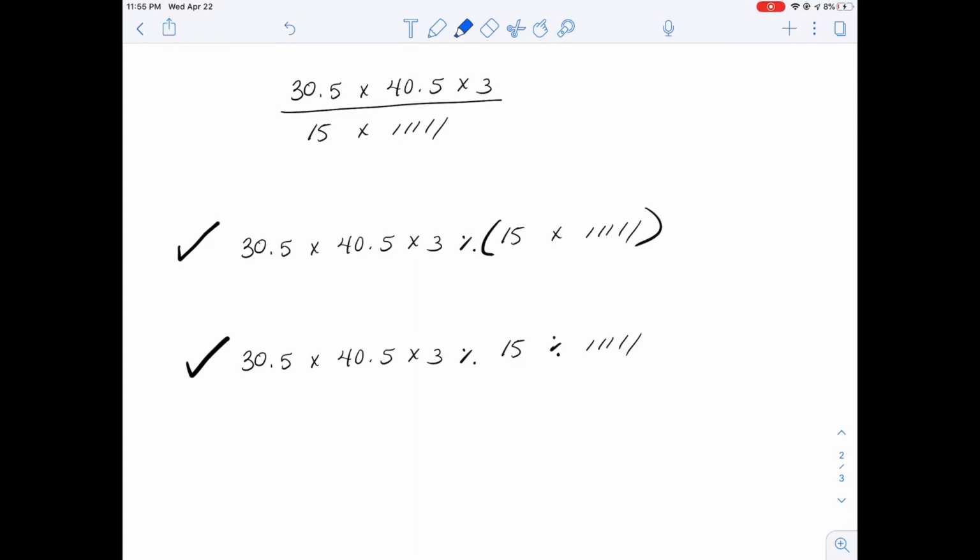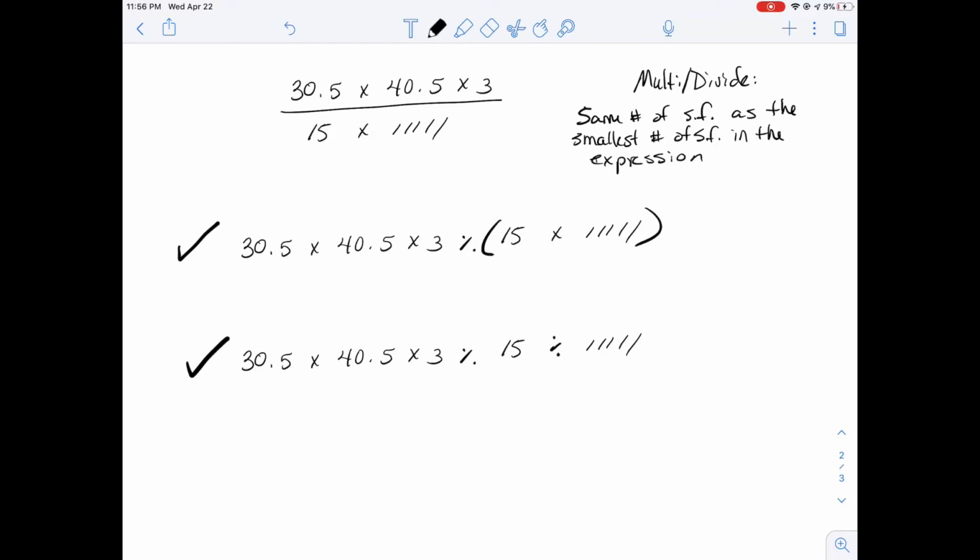Now let's review Sig Figs. This top expression is multiplying and dividing. Same rule applies. So the answer is going to have the same number of Sig Figs as the smallest number of Sig Figs in the expression. So let's see how many Sig Figs. 1, 2, 3. Notice zeros in the middle count, so do ones on the right after decimals.